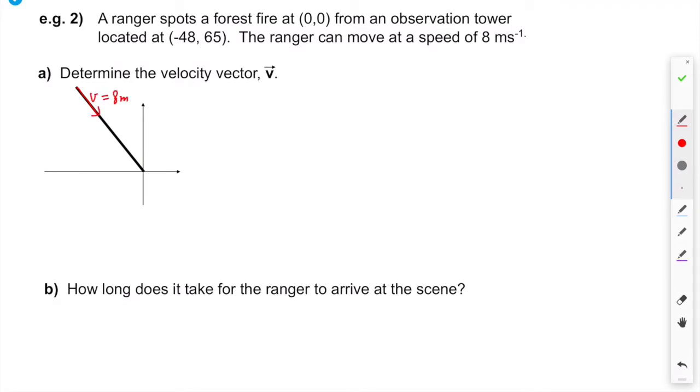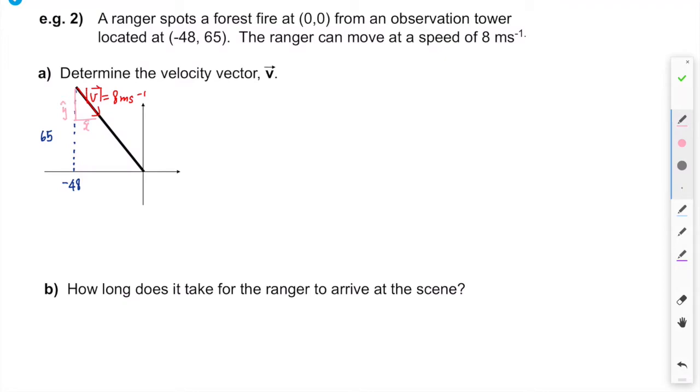Okay, so at a velocity of 8 meters per second, that's the magnitude of this vector here. And then what I also know is the position of the ranger, which is -48, and this is 65, the entire height here. In order to find the velocity vector from its magnitude, I can translate this problem into saying I need to look for the x and y components of the velocity.